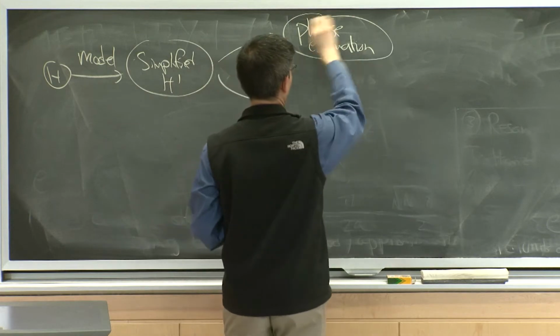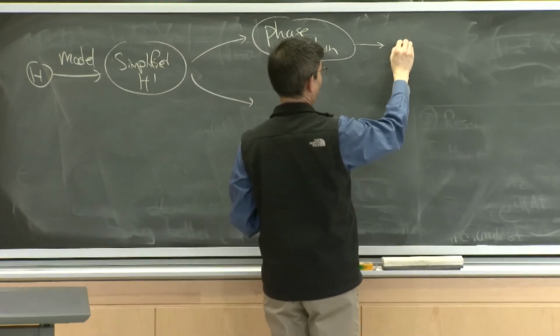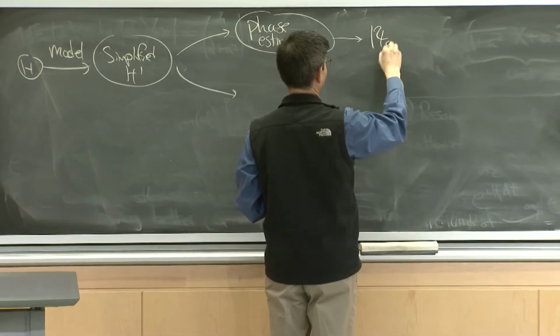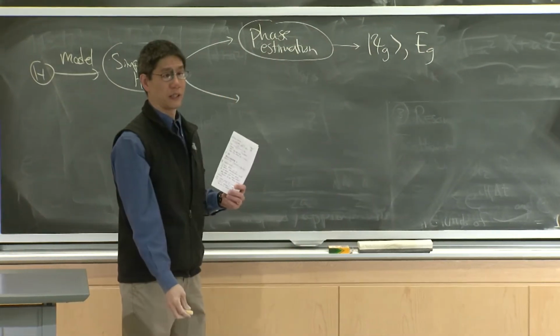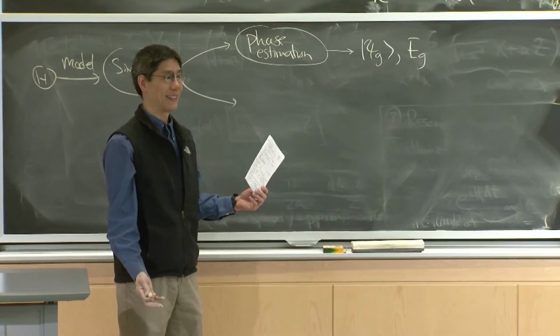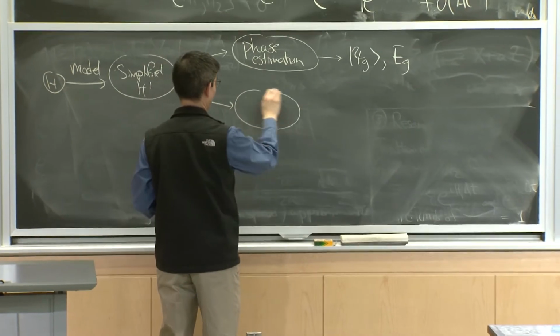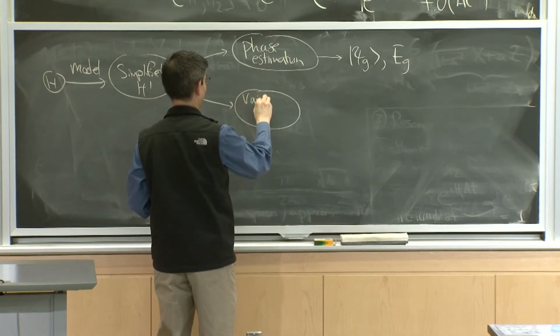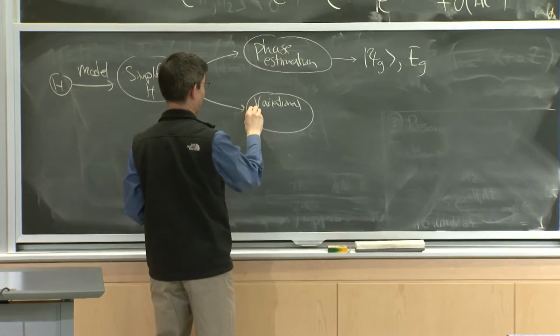And I'll describe those steps in just a moment. This will give you the ground state and the energy of the ground state approximately. The second approach does something different and is known as a variational quantum eigensolver.